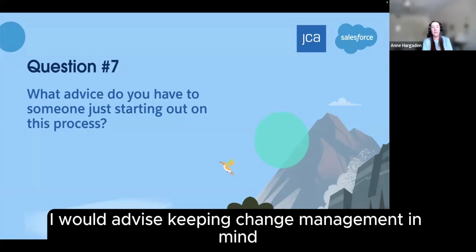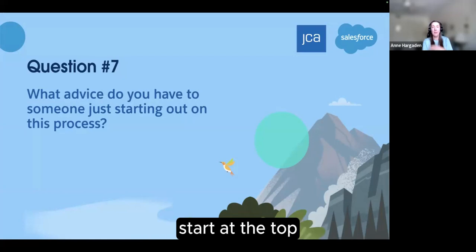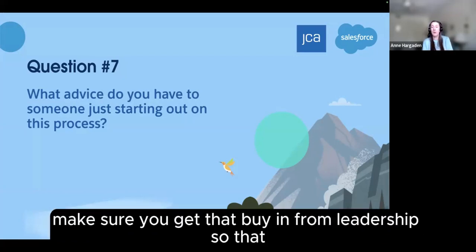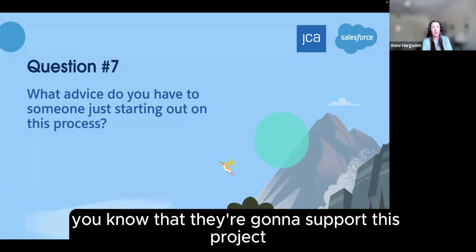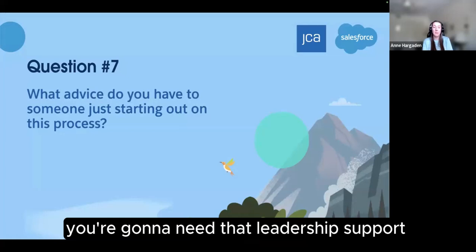I would advise keeping change management in mind throughout the process. Start at the top, but it flows all the way through the organization. Make sure you get that buy-in from leadership so that you know that they're going to support this project. It's a huge change for the organization. You're going to need that leadership support.